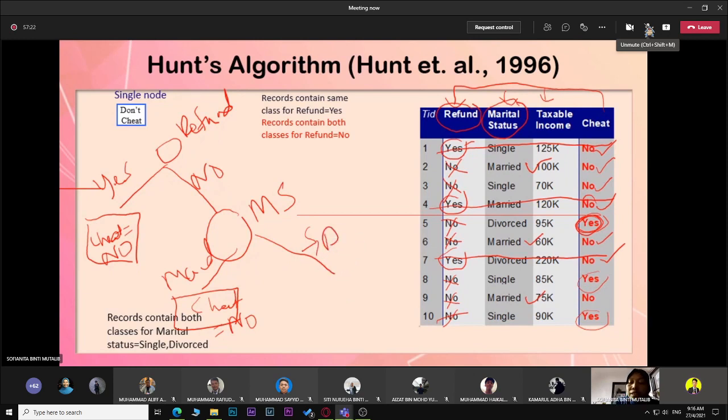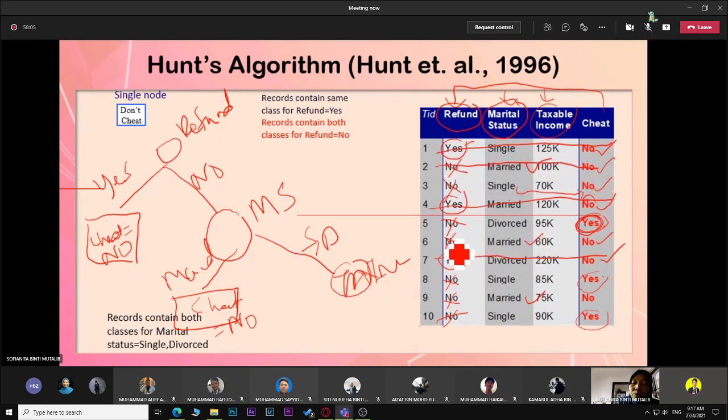If you look at single and divorcee, we have cheat equal to no, and cheat equal to yes. So it does not belong to the same class level, isn't it? So what do we have to do next? Branch. So we find another splitting attribute, which is the next splitting attribute, taxable income. Understand?